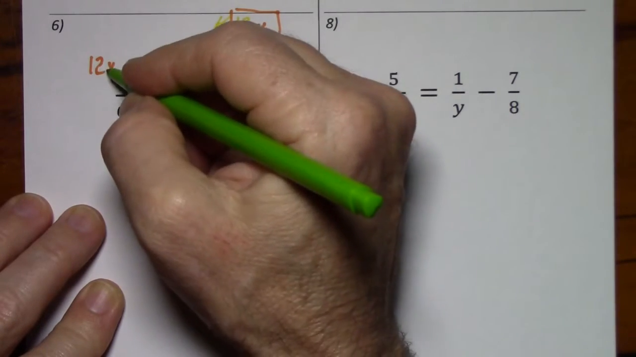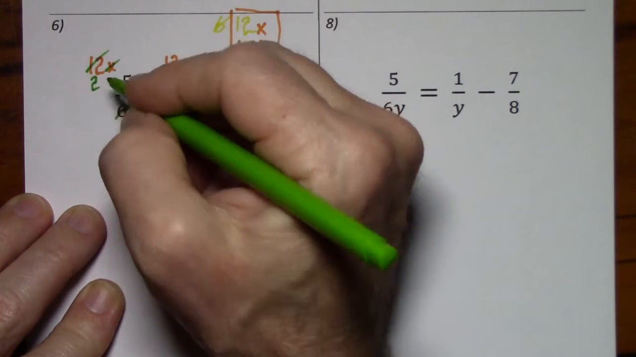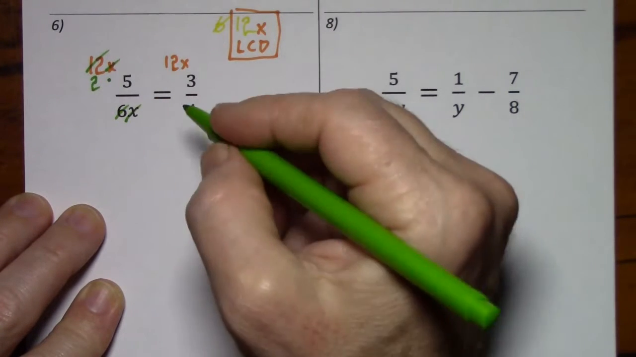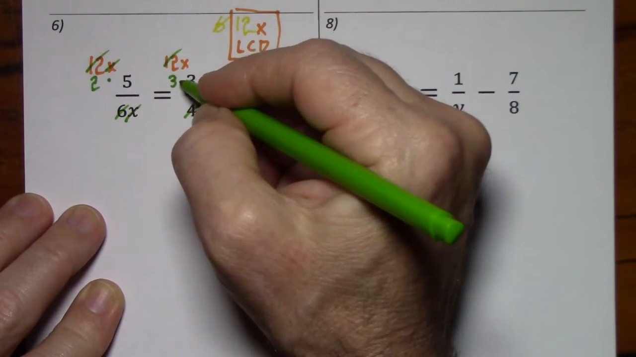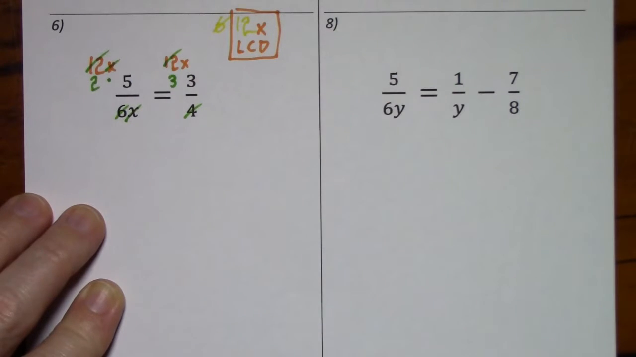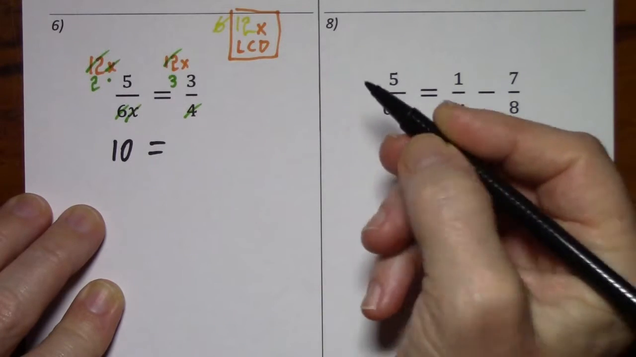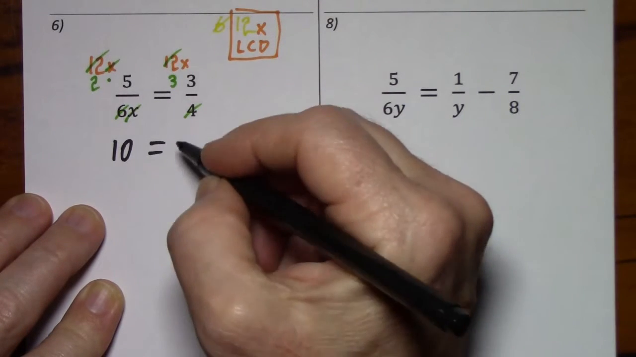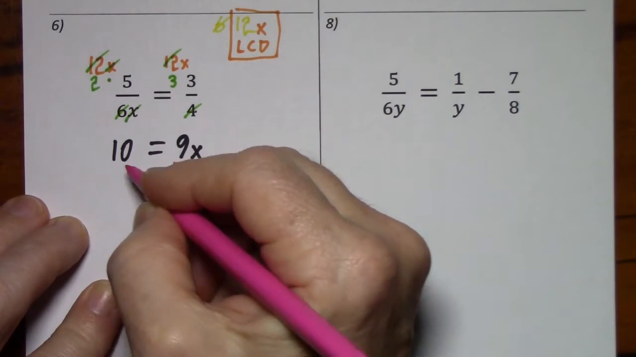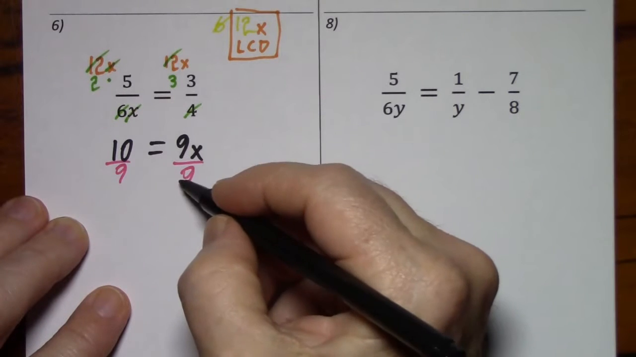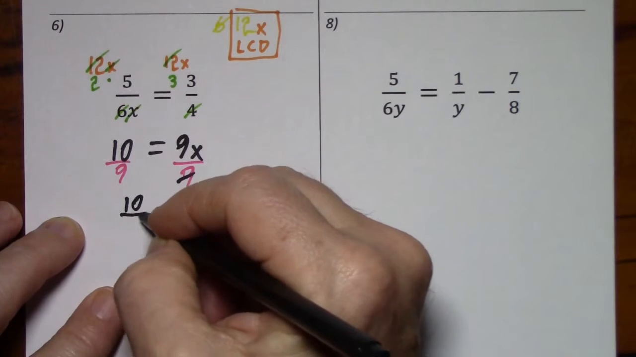So the x's cancel. Divide by 6 leaves you with 2 times 5. Over here, divide by 4 leaves you with 3x times 3. So again, 2 times 5 is 10. Bring down your equal. 3 times 3 is 9 times x. Divide by 9. Of course, they cancel. X is equal to 10/9.